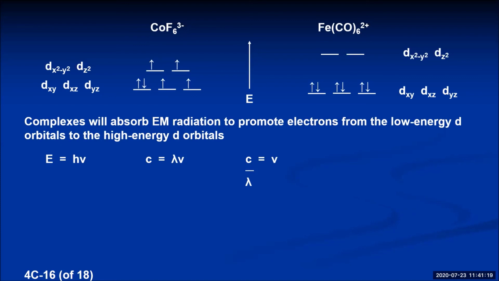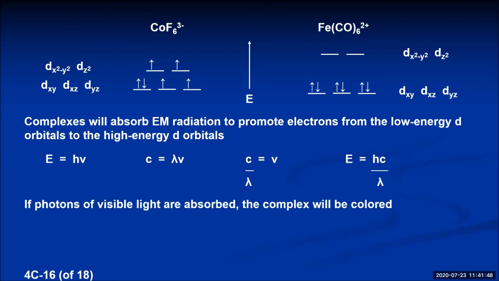I'm going to take c over lambda and substitute it into the equation on the very left, and I'm now going to have a relationship between the energy of a photon and its wavelength. The energy of a photon equals Planck's constant multiplied by the speed of light divided by the wavelength. So that is the energy of a photon emitted when an electron drops from a high d orbital to a low d orbital. If that photon happens to be in the visible spectrum, then the complex is going to wind up being colored, and quite often that's the case.